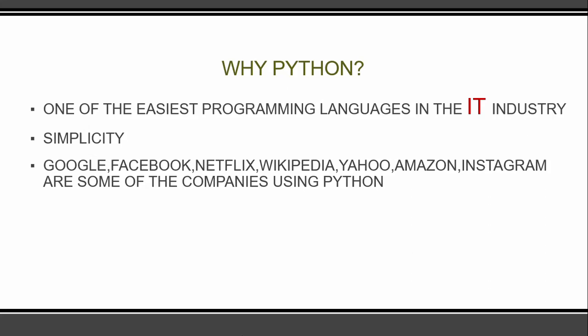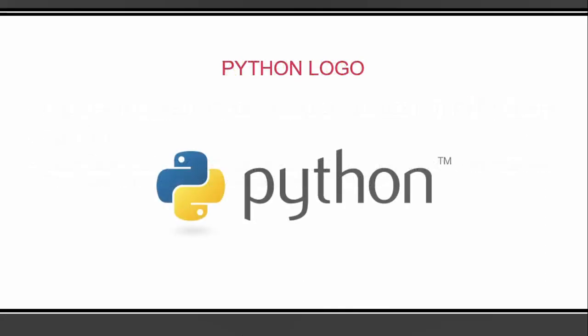Companies like Google, Facebook, Netflix, Wikipedia, Yahoo, Amazon, and Instagram are using the Python programming language in their application development. Now we are looking at the logo of the Python programming language.